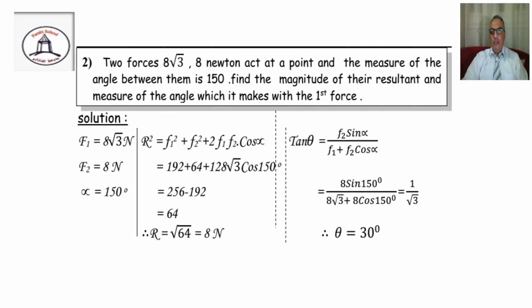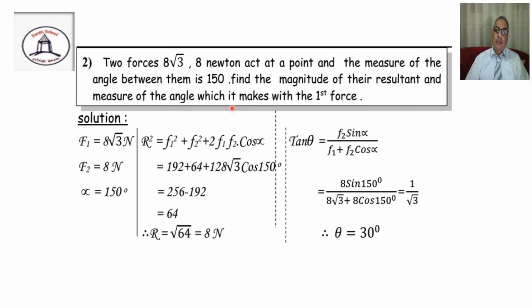Another exercise. Two forces 8 root 3 and 8 Newton act at a point. We must say they act at the same point, the common point. And the measure of the angle between them is 120. Find the magnitude of the resultant and the measure of the angle it makes with the first.